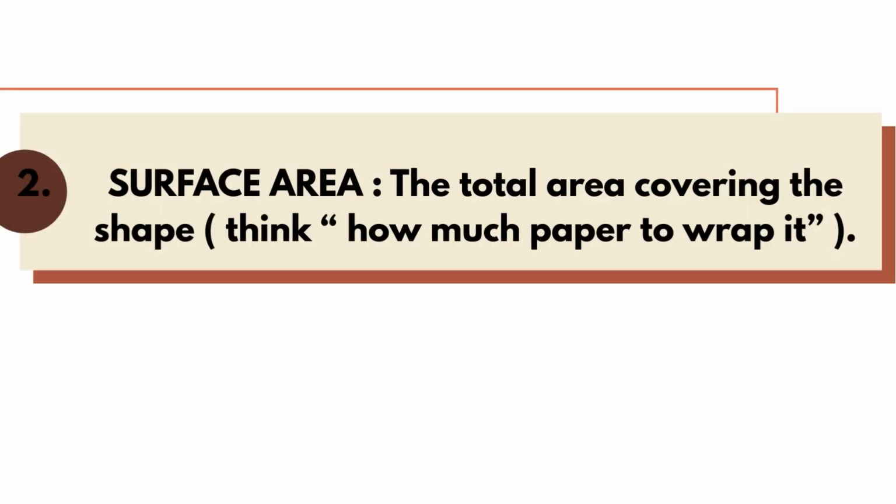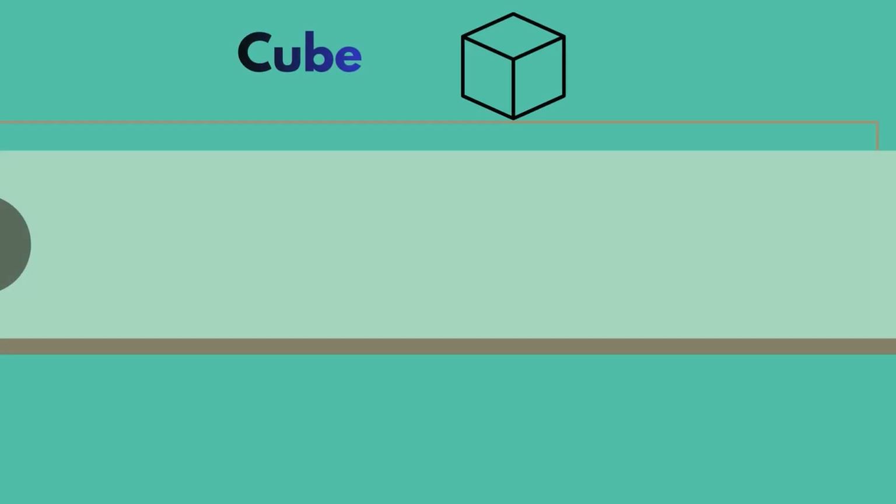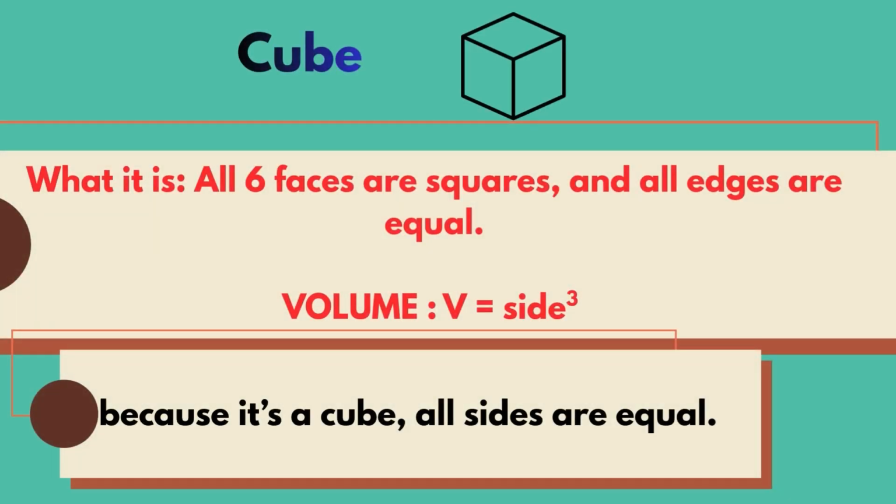In surface area we will talk about the total area covering that shape. We can think of it as wrapping a paper around it, how much paper we need to wrap it. That is a surface area. Let's talk about the first 3D shape, cube.